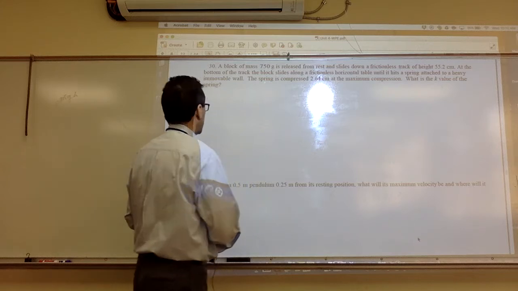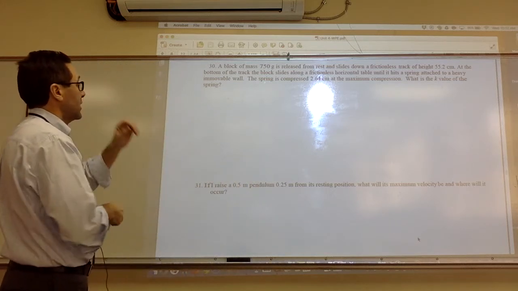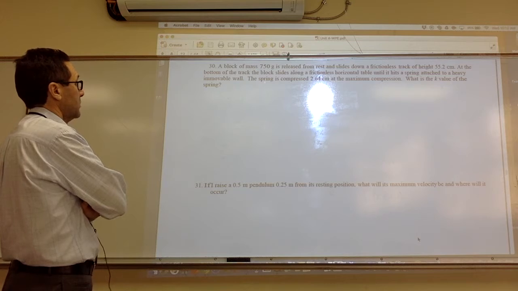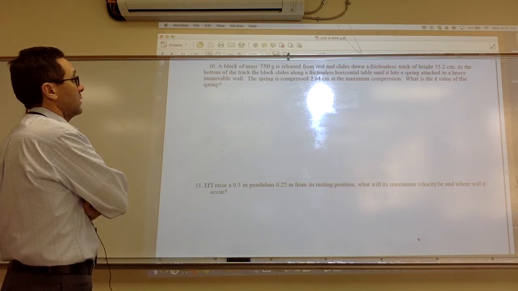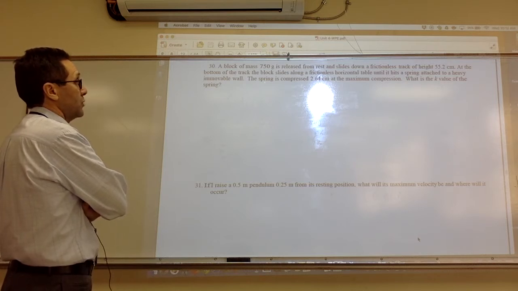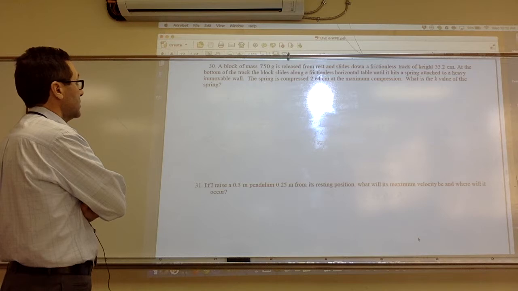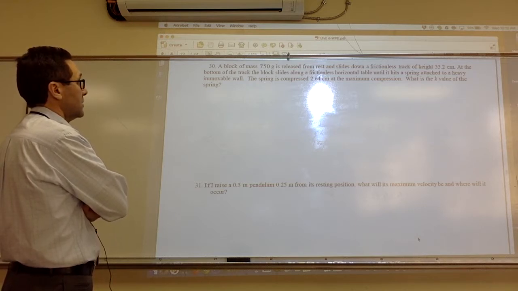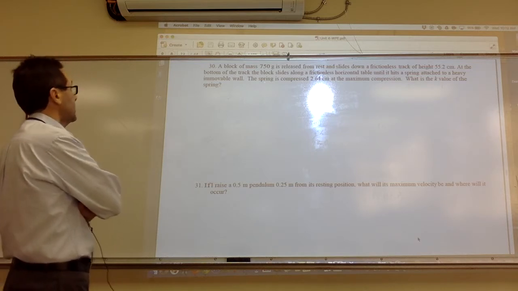All right, let's look at number 30. A block of mass 750 grams, so you have to be careful to change that to kilograms, is released from rest and slides down a frictionless track of height 52.2 centimeters. So you have to change that to meters. At the bottom of the track, the block slides along a frictionless horizontal table until it hits a spring attached to a heavy wall.